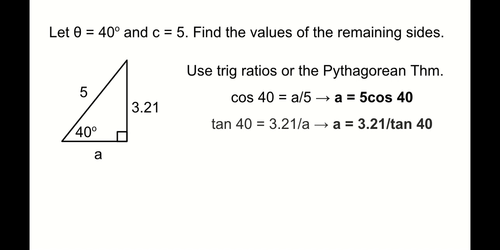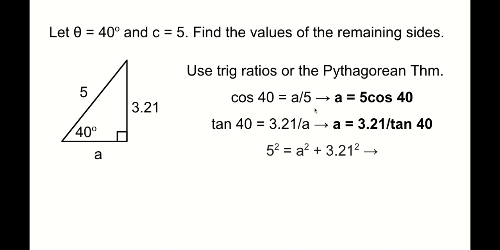Well, I also have tangent because I have the opposite side. So tan of 40 is opposite divided by adjacent. Now multiply both sides by A and divide both sides by tan 40. You'll get A equals 3.21 divided by tan 40. So the math works out that way. The A and the tan just switch places. Mathematically, it's because we multiplied both sides by A and then divided both sides by tan 40. That's how it works out. Okay, well, there you go. I could have used tan also.